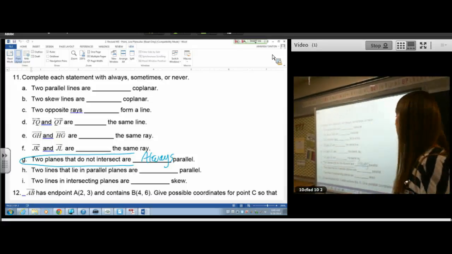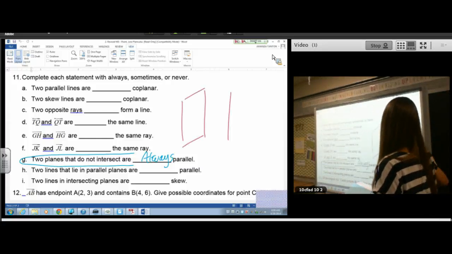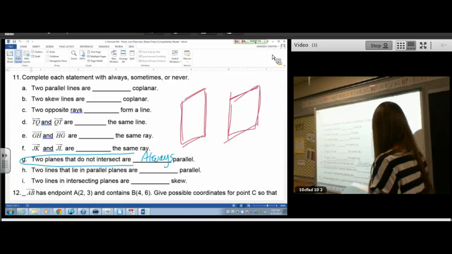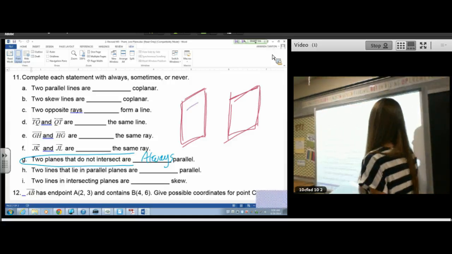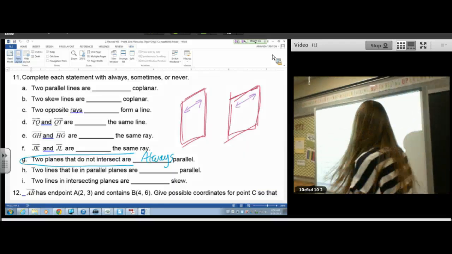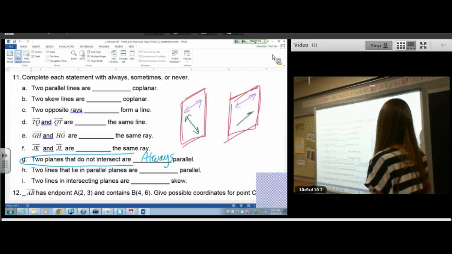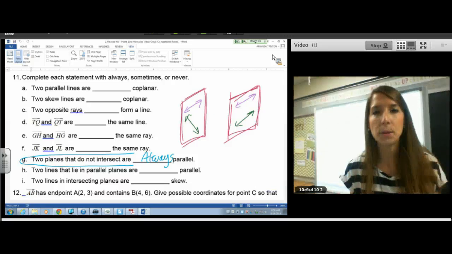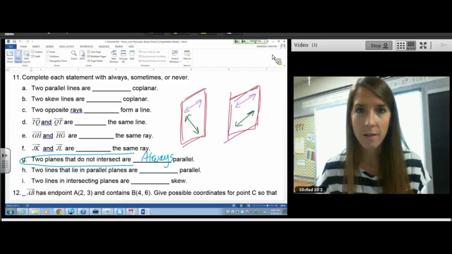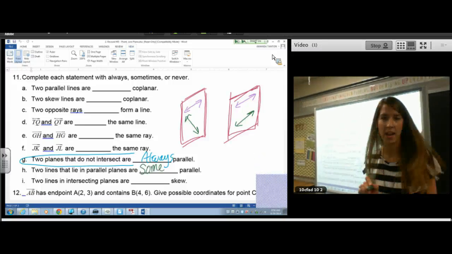And H. Two lines that lie in parallel planes are blank parallel. Okay? There's my horrible planes. Here's an example of when it does work. Here's an example of when it doesn't work. Are those green arrows lying in parallel planes? Yes. Are they parallel? No. So that's why that one's a sometimes. It really helps to sketch a picture.